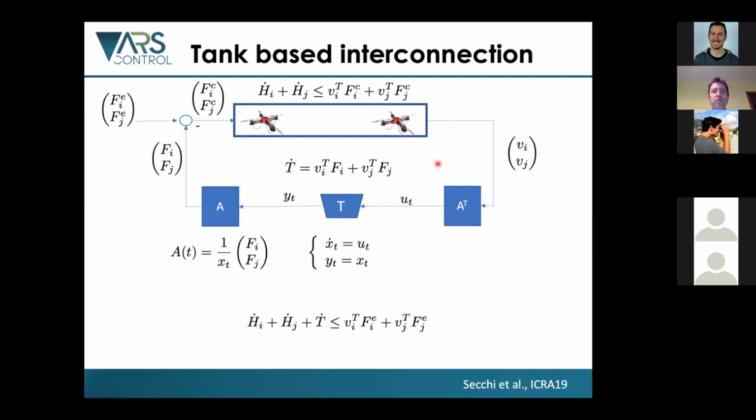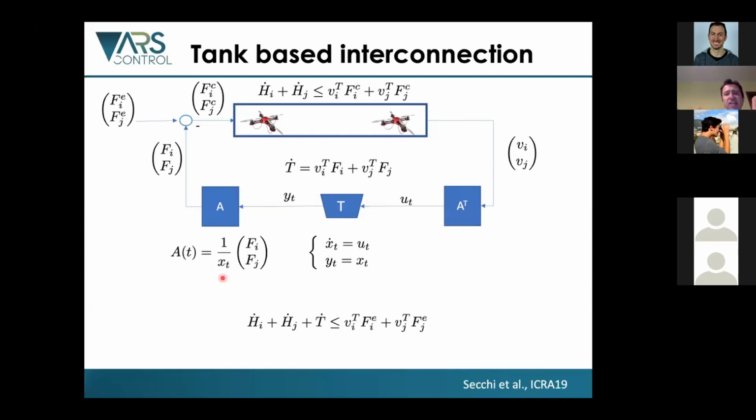So the two robots together, with this energy-based interconnection, are passive. So what did I do now? Well, I just coupled, from an energetic point of view, two robots using the energy tank, okay? And I ensure that as long as there is some energy in the tank, so as long as this interconnection is well defined, the overall system is passive.